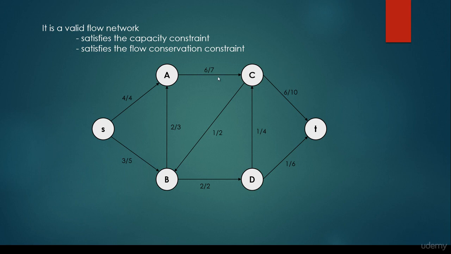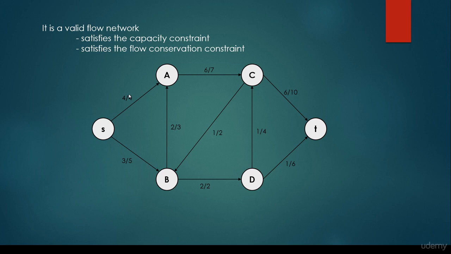What about this C? 6 is coming in, plus 1 is coming in, 1 is going out, and 6 is going out. Okay, as well, the incoming flow is equal to the outgoing flow. What about the D? 2 is coming in, and 1 is going out, plus 1 is going out, so 1 plus 1 is equal to 2. So basically this is a valid flow network, and it satisfies the capacity constraint.